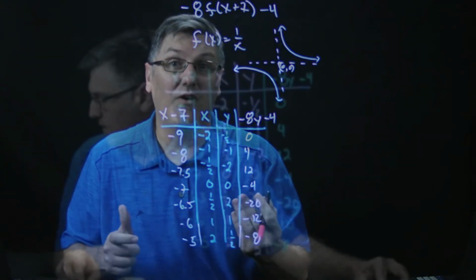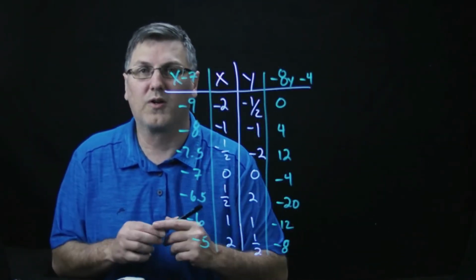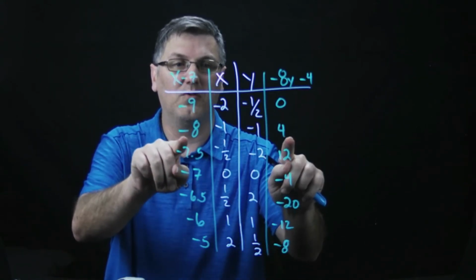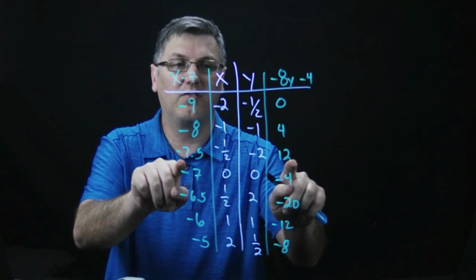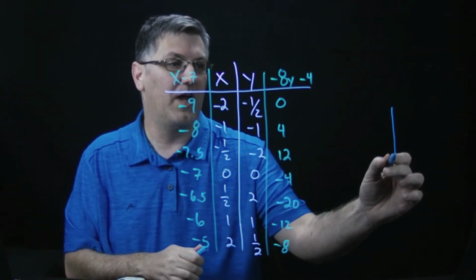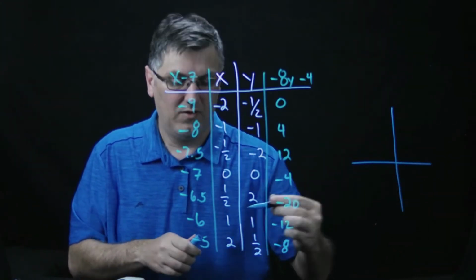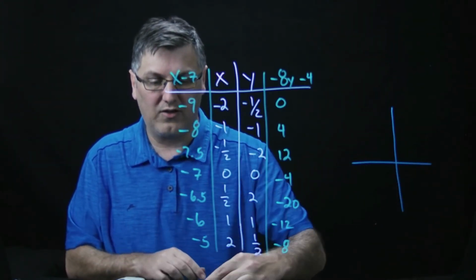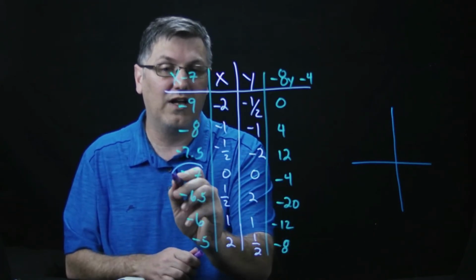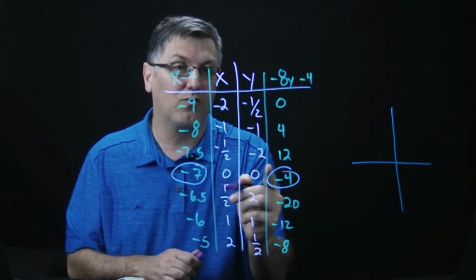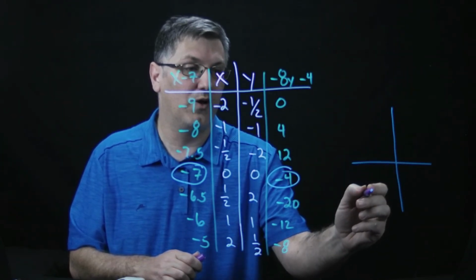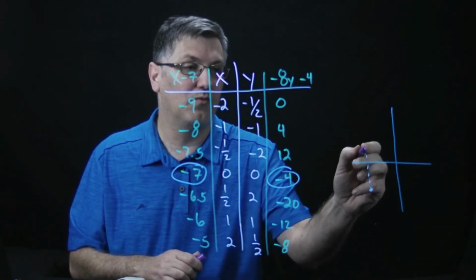Now all I have to do is graph it. Okay, so all we have to do now is actually graph this. Here are my points: -9, 0, -8, 4, -7.5, 12, and on down. So I'm going to draw myself an x and y axis right here. And of course, where they intersect is the origin. I'm going to draw in my asymptotes, which are actually at -7, -4. That's the coordinate of it. So I'm going to go -7, stay right here, -4 down here, and here are my asymptotes.